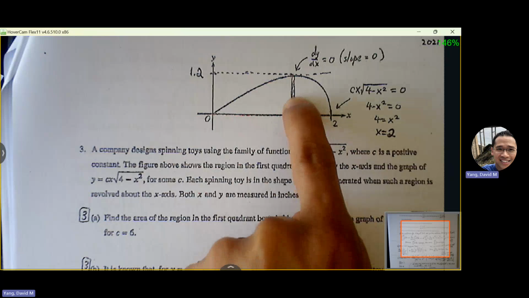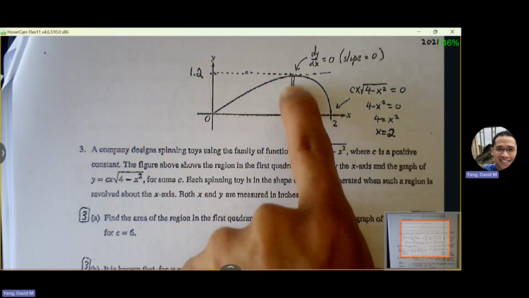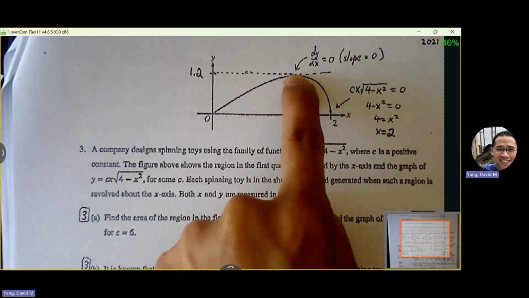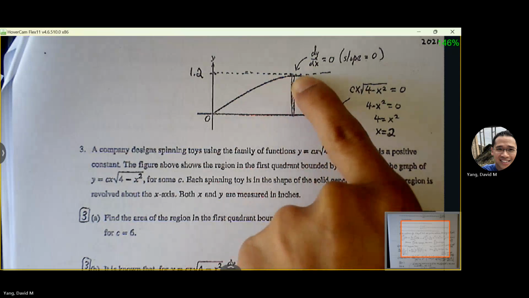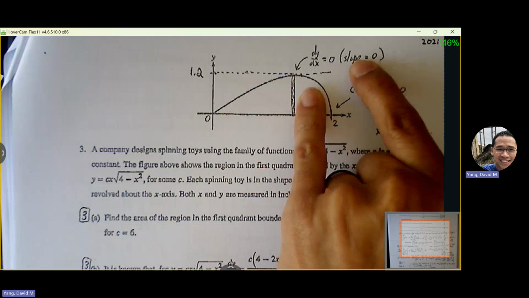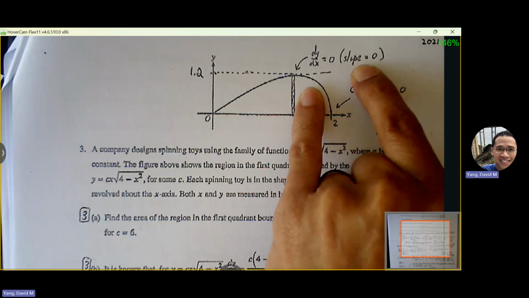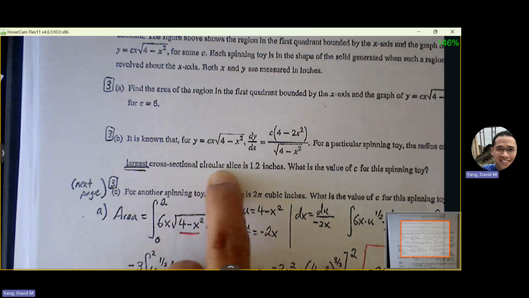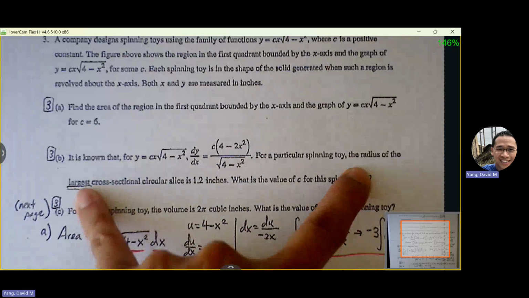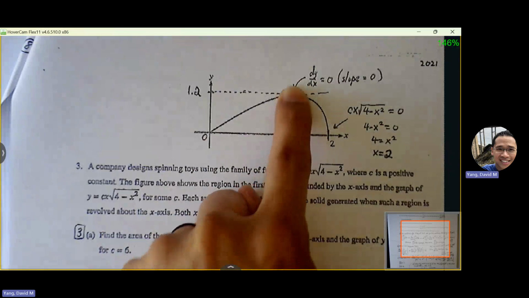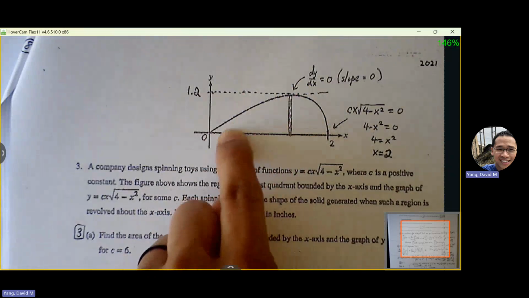So you can imagine that this radius is the largest because that's the furthest distance. But then that's also when the slope of this curve is what? Slope of this curve is also 0. So, making that connection is kind of a difficult thing, right? Well, first understanding what they're telling you: the radius of the largest cross-sectional circular slice is 1.2 inches. So that means this is 1.2, but any other radius is going to be less than 1.2.